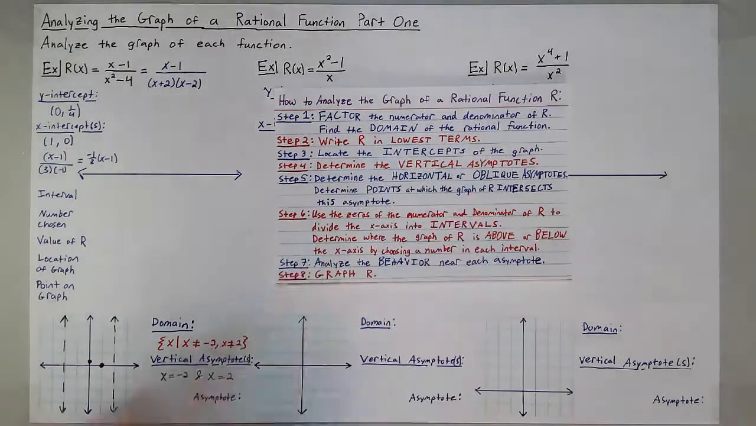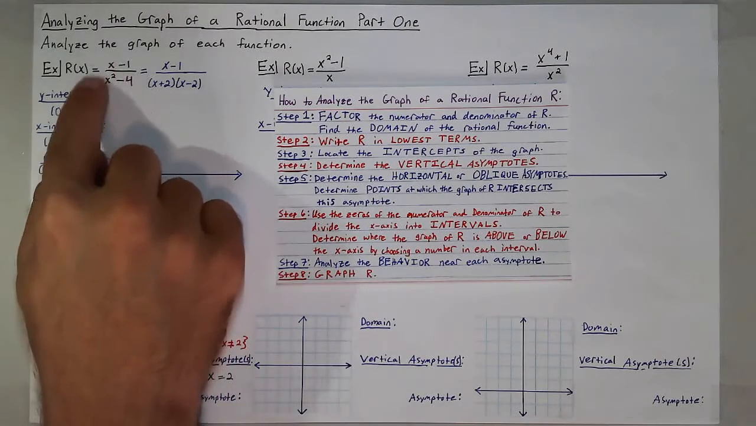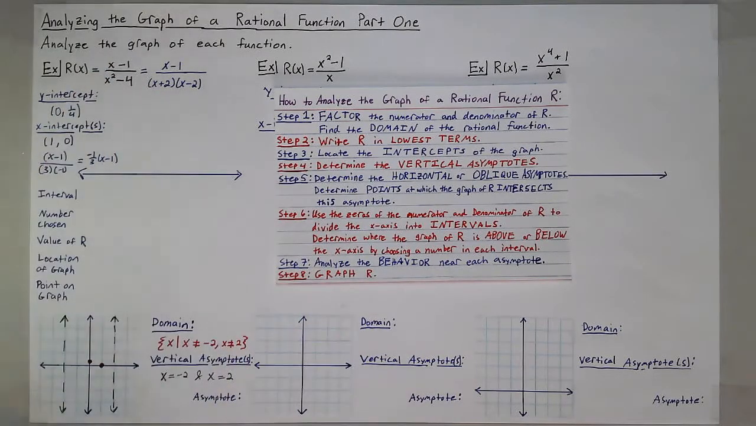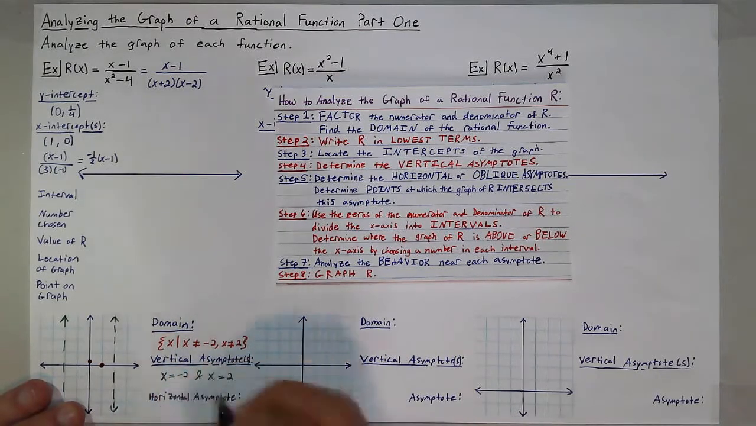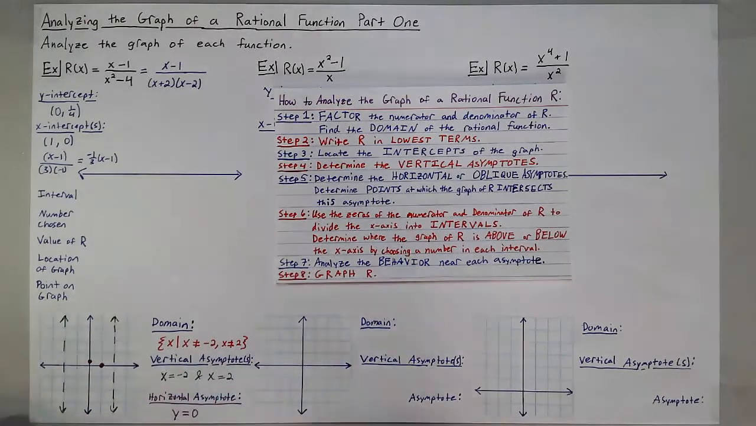Then I'll determine my horizontal or oblique asymptotes. Now look at this problem, since the power in the numerator is smaller than the denominator, this is a proper rational function. So I'll have a horizontal asymptote at y equals 0. So I'll draw that in as well.